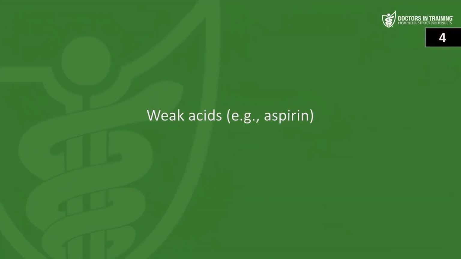First question, which medication overdose can be treated with sodium bicarbonate? You use bicarb to alkalinize the urine, which is going to trap weak acids. So you use sodium bicarb to treat overdoses with weak acids like aspirin.